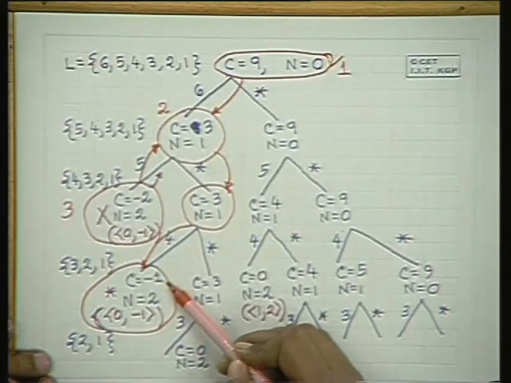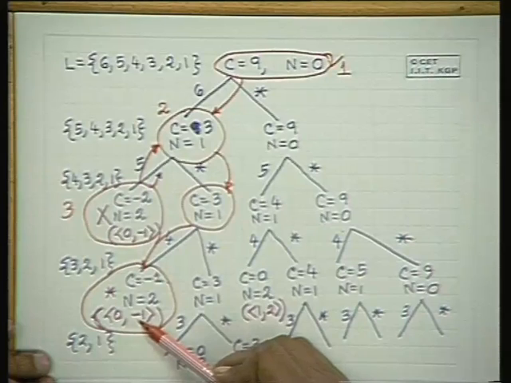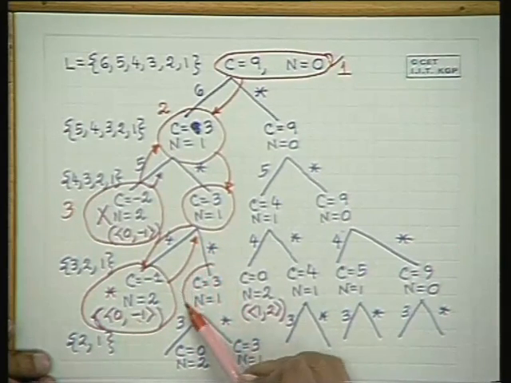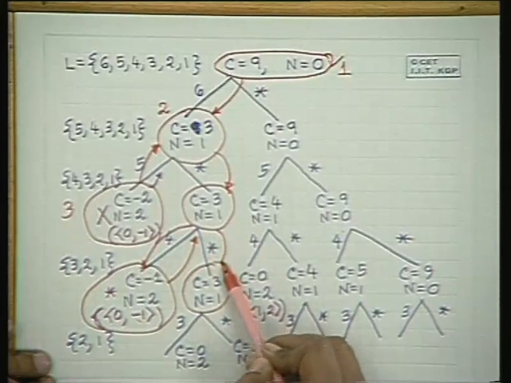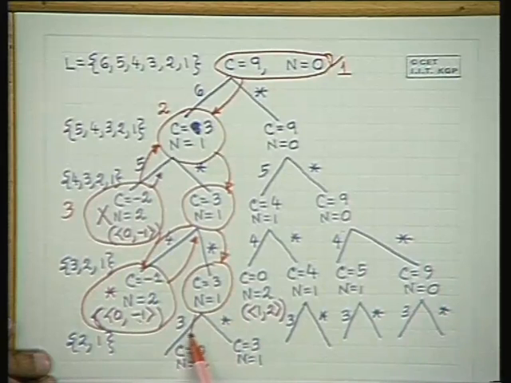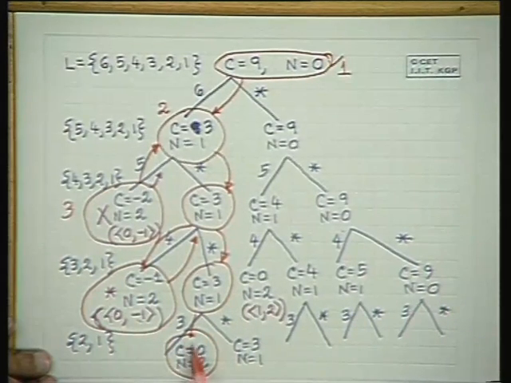Here again it will backtrack because it has failed. So it will come back here, then it will come here. After it comes here, it will come here. Now at this point it has found a solution, so it will return 0 and 2.